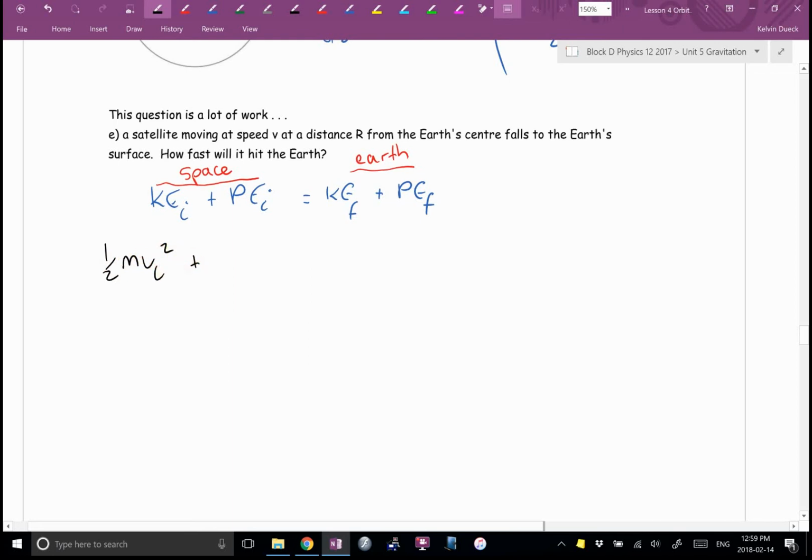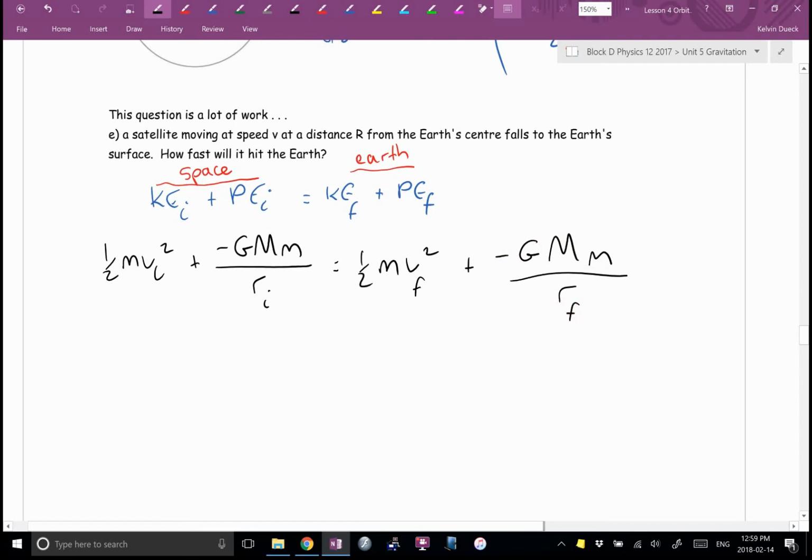Caleb, can I use MGH? No. Negative big G, big M, little m over R initial. And both of those would be how far you were starting out in outer space. Equals a half m v final squared plus negative big G, big M, little m, all over R final. R final would be the surface of the planet. Or I could even just say it falls halfway down to the Earth without hitting it. How fast is it moving now?